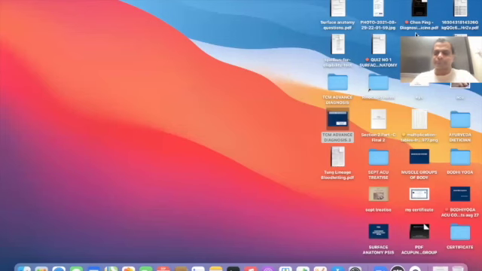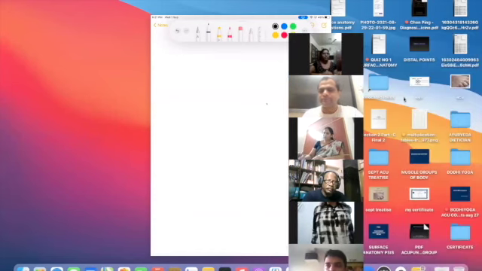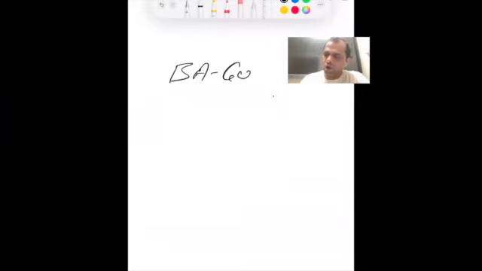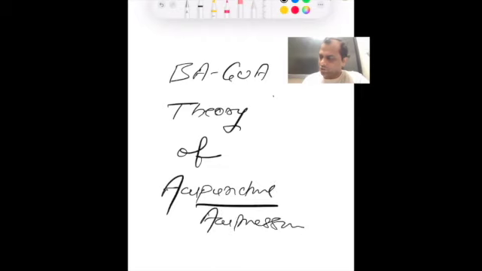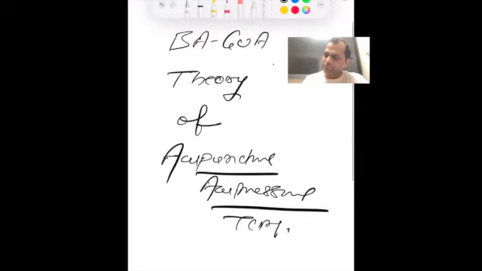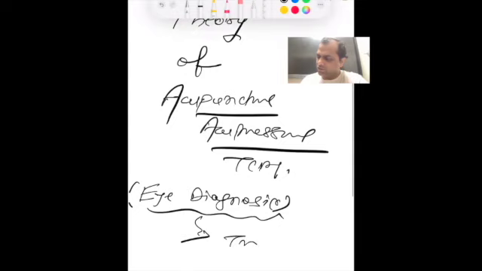So now we are discussing eye diagnosis as per the Bagua theory of acupuncture or acupressure, whatever you tell, or TCM. So Bagua theory of the acupuncture for eye diagnosis, and not only diagnosis as well as the treatment.